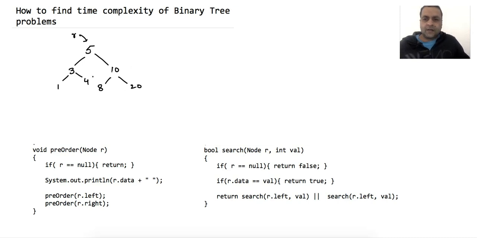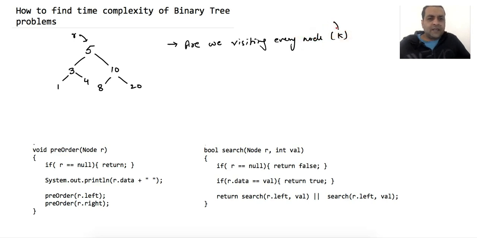All right, so let's start. Normally, the first thing we should look for is: are we traversing the entire tree or part of the tree? Are we visiting each and every node? This is probably the first thing we should look at. How many nodes are we visiting? Are we visiting every node? So basically we should have a counter k which says that k is the number of nodes we are visiting.